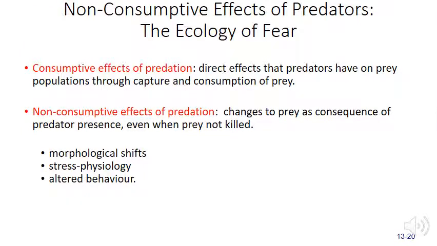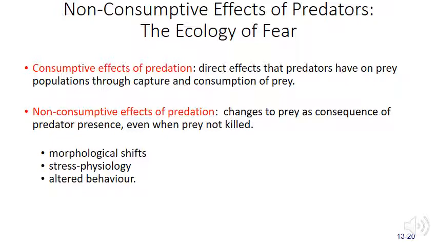So up to this point, when we've thought about the effects of predators on prey populations, we've focused just on the consumptive effects of predation. So this is the direct effect that predators have on prey populations through capture and consumption of prey. But another exciting area of ecology that's developed fairly recently is this idea of non-consumptive effects of predation. So changes to prey as a consequence of predator presence, even when the prey are not killed.